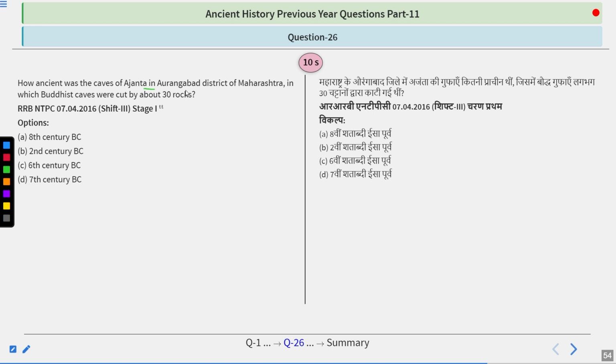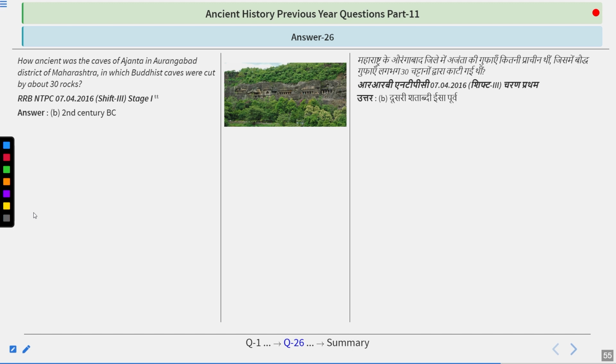How ancient are the caves of Ajanta in Aurangabad district of Maharashtra, in which Buddhist caves were cut by about 30 rocks? Options: 8th century BC, 2nd century BC, 6th century BC, or 7th century BC. If you try your common sense, you can answer this question efficiently. Why was I saying common sense? Because Gautam Buddha was born in the 6th century BC. So it is not possible that the caves were there in the 6th century or way before, in the 7th or 8th century. They must have been built after the death of Gautam Buddha.